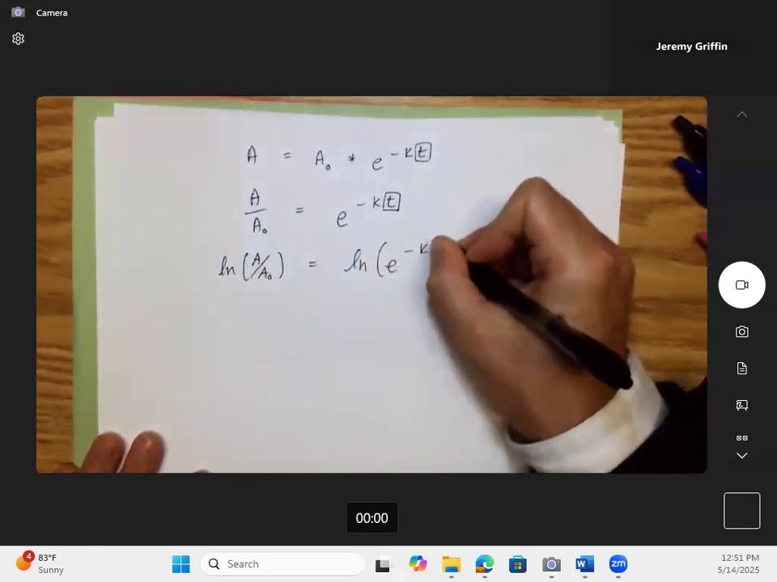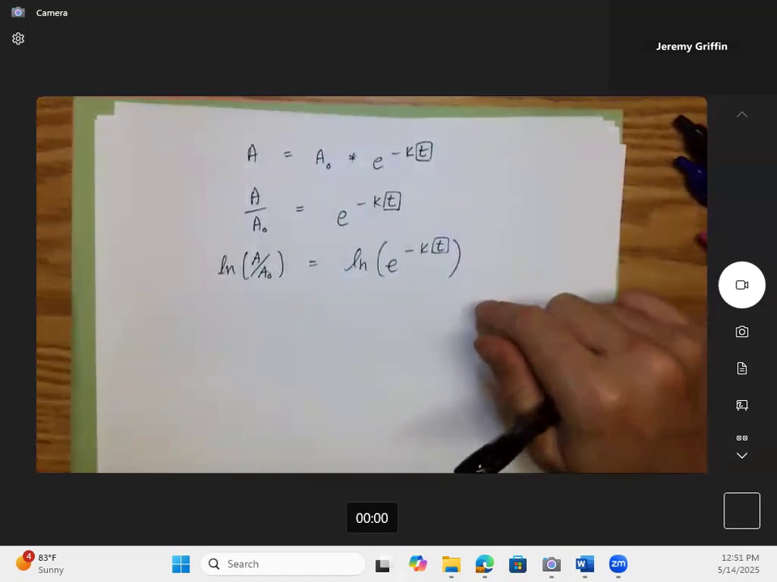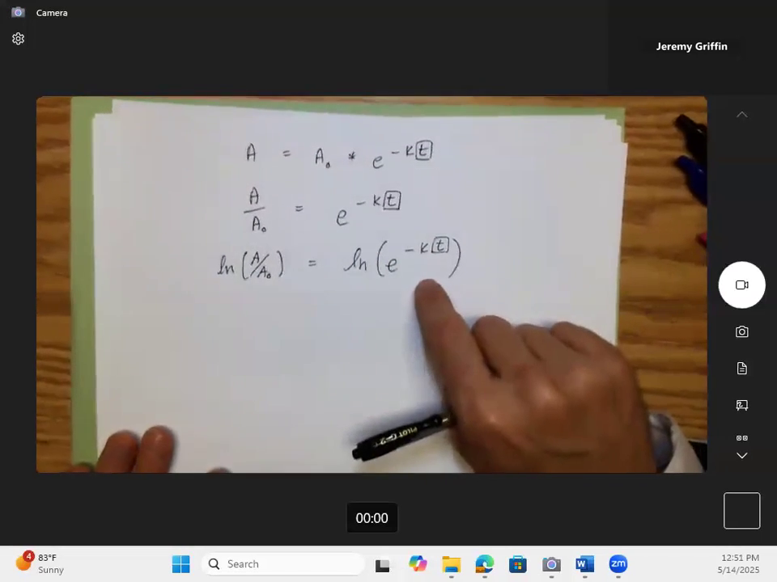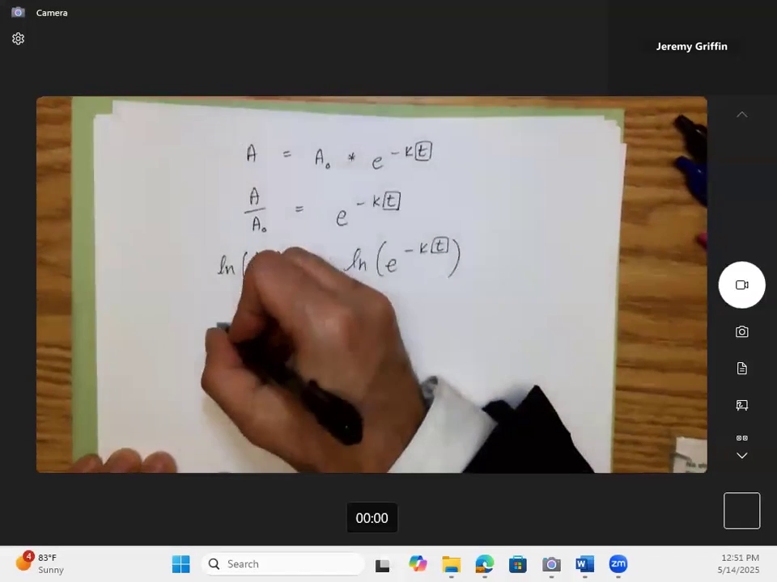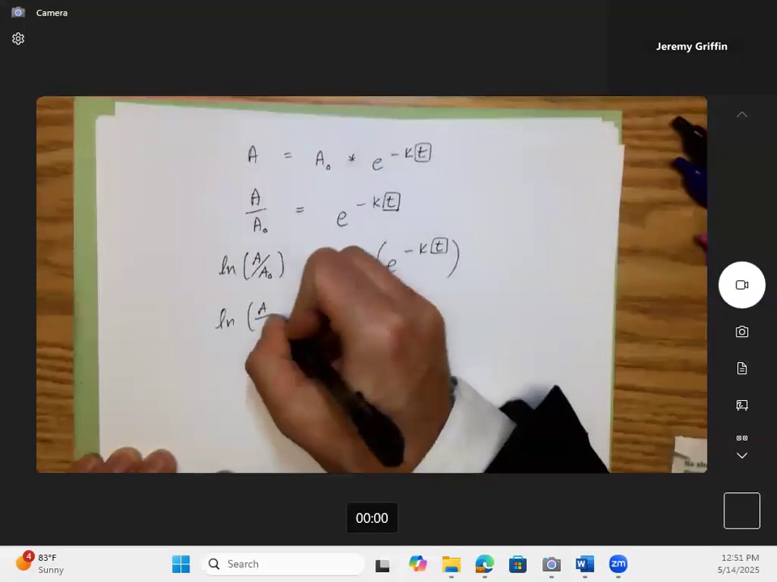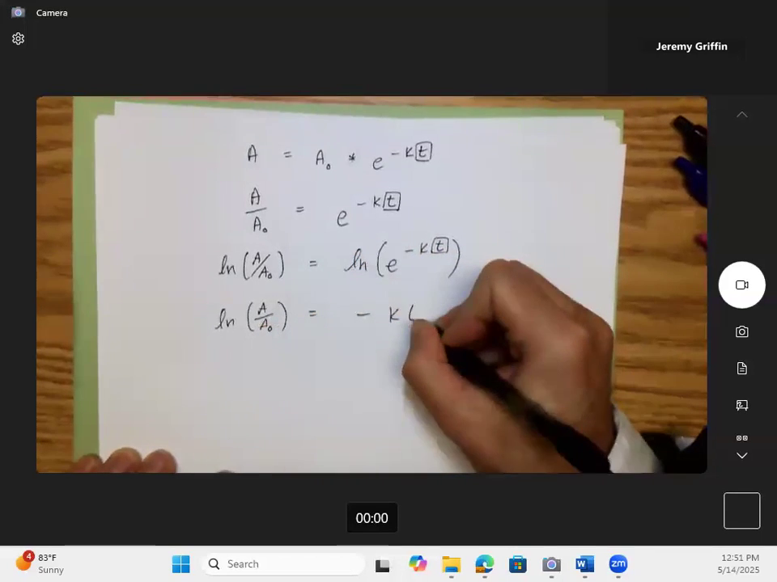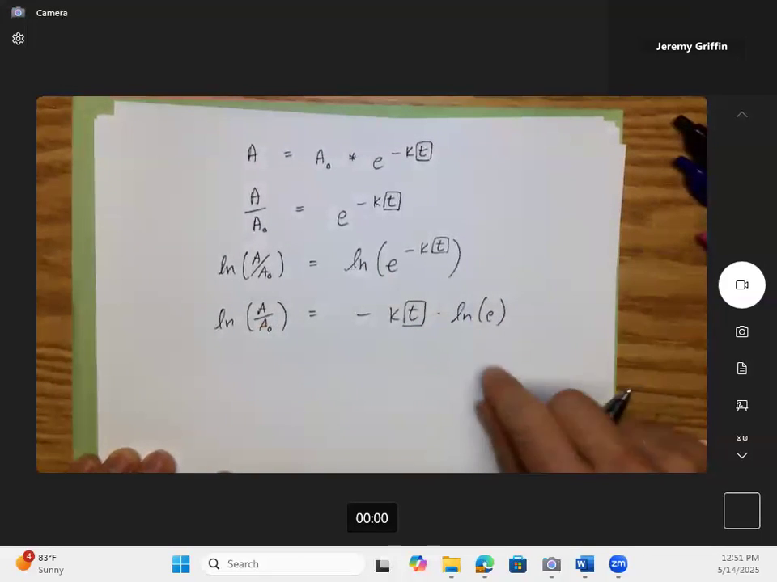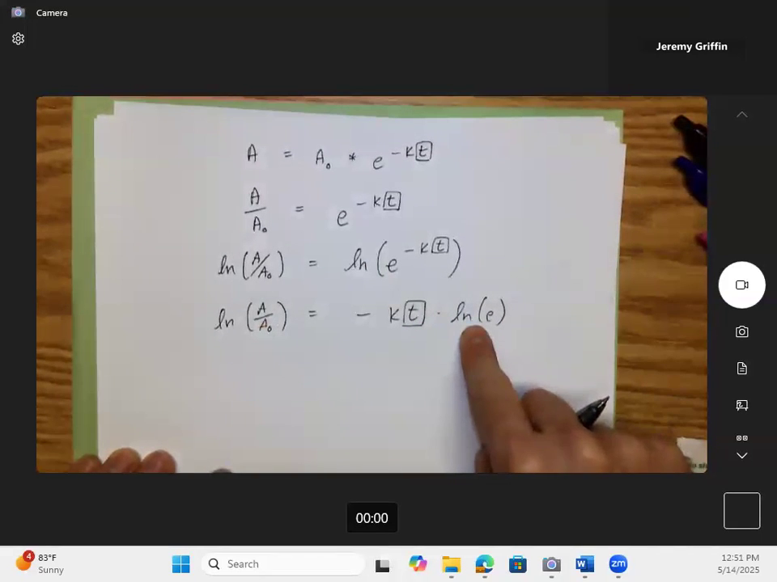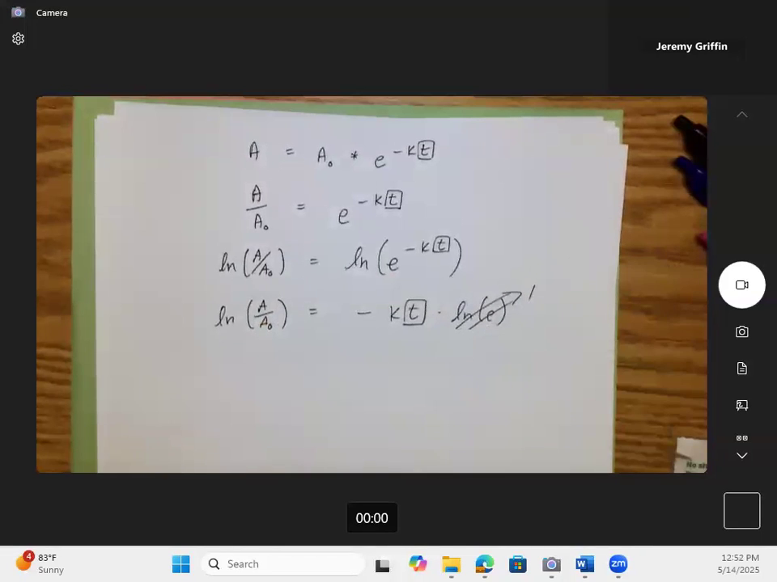In fact, if you've solved like 100 of these and you're really comfortable with it, you might skip one or two steps here, because this is where everything is going to fall into place. I'm going to take this exponent and move it in front. So natural log of A over A naught equals negative kt times natural log of e. Or you may have skipped that step too, because what's natural log of e equal to? Yeah, 1. So that just goes away.